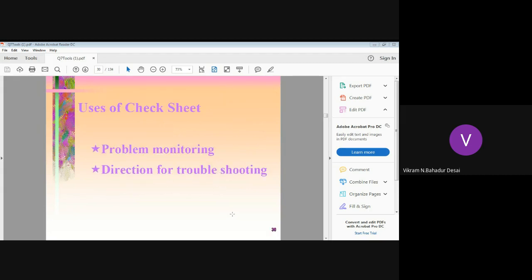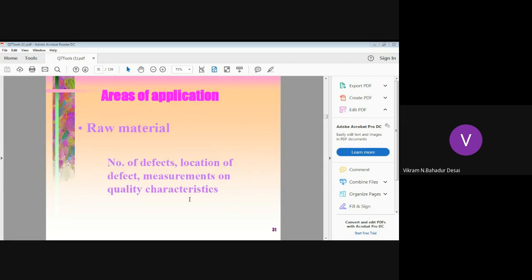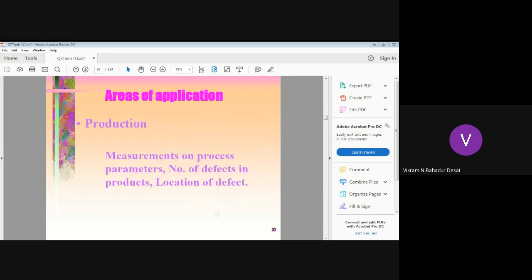So you can see where it is used. Uses of check sheet: problem monitoring, directed for troubleshooting. Areas of application: number of defects, location of the defect identifying, measurement on quality characteristics. So number of defects to note down, location of the defect, measurement of quality characteristics. Quality characteristics mean any length, weight, whatever you are measuring related to the product.